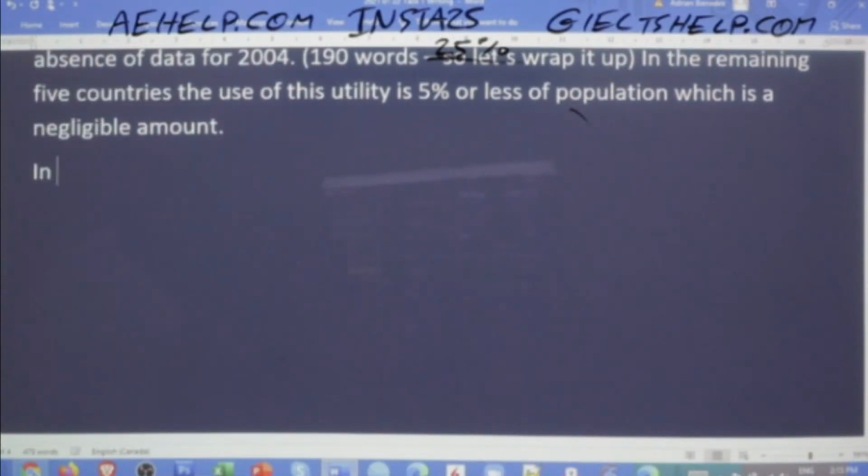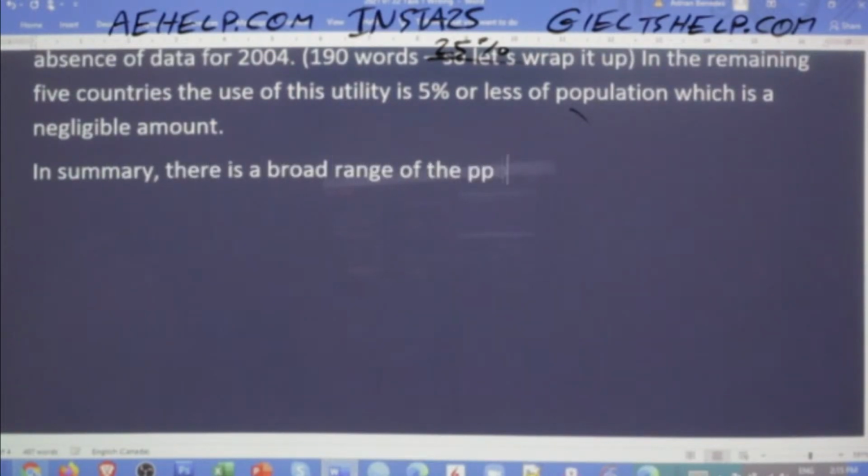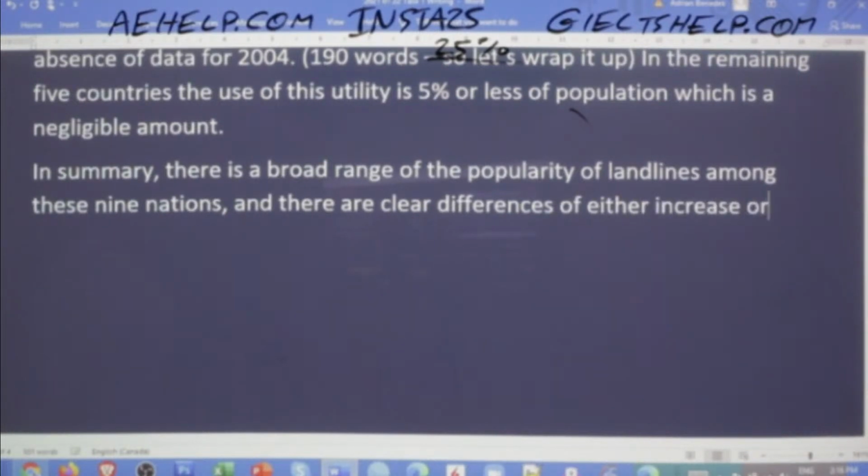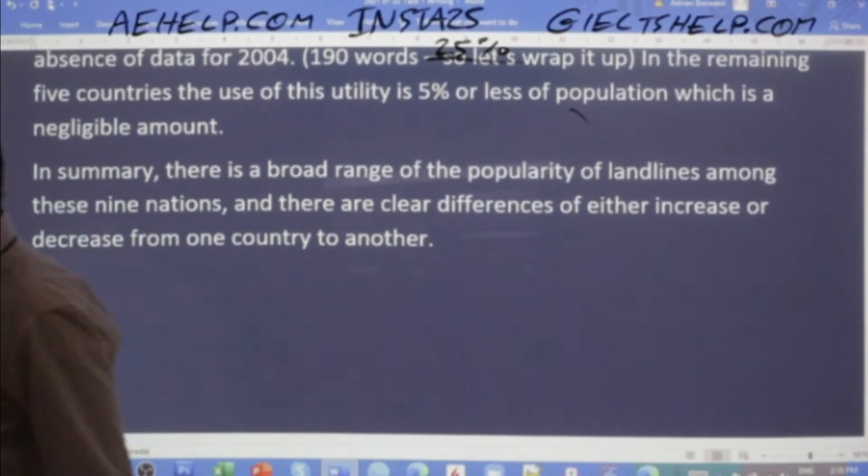So in summary, there is a broad range of the popularity of landlines among these 9 nations. And there are clear differences of either increase or decrease from one country to another. Okay, that would be my summary.